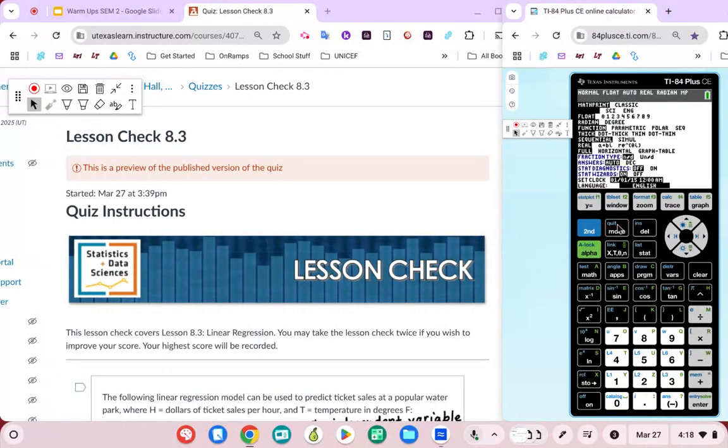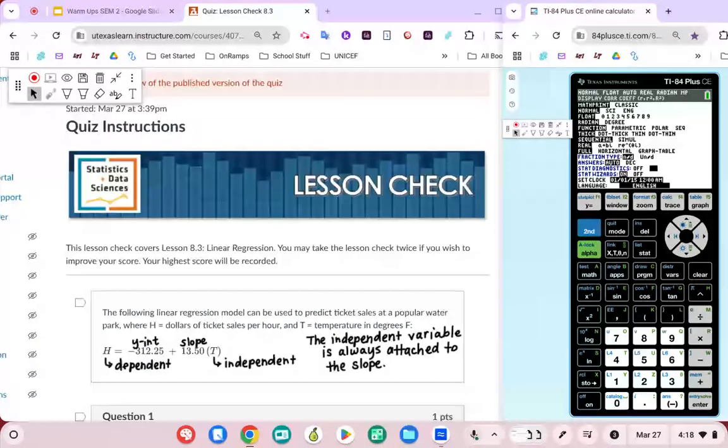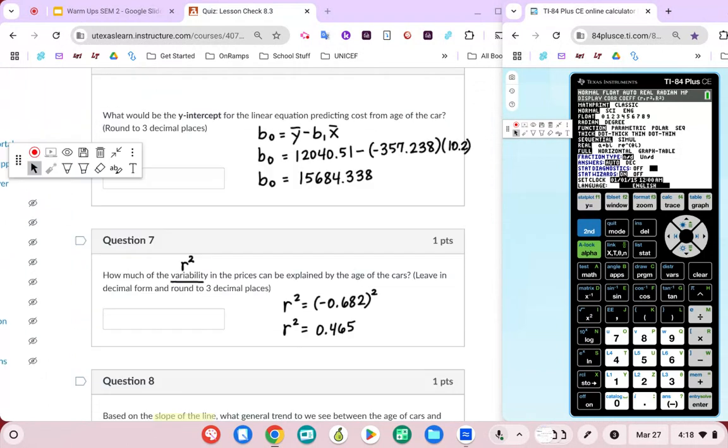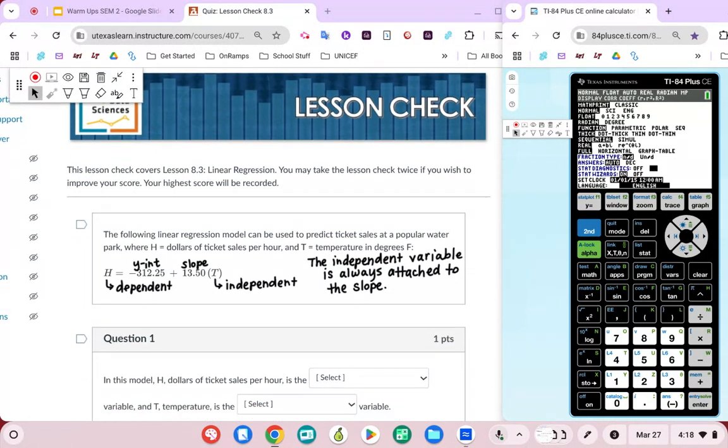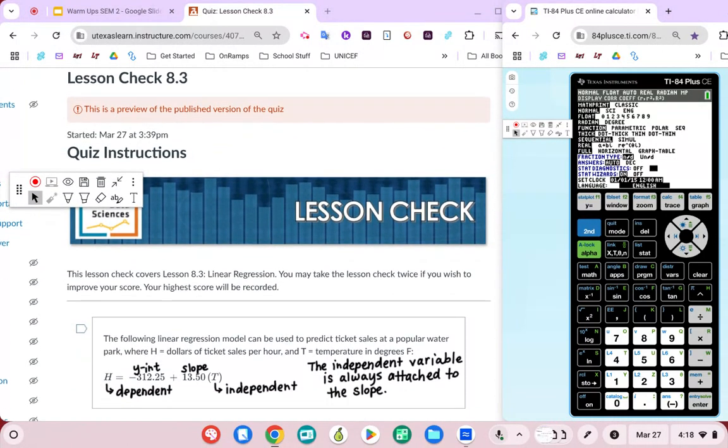So we want to go to mode, down to where it says stat diagnostics, and you want to turn them on. So you want to go over to on, press enter, and now when we run our linear regression or anything we do on the calculator, it'll give us our R and our R squared value. We really probably won't be asked to do that here, but just get in the habit of doing that just in case you need it for the exam.